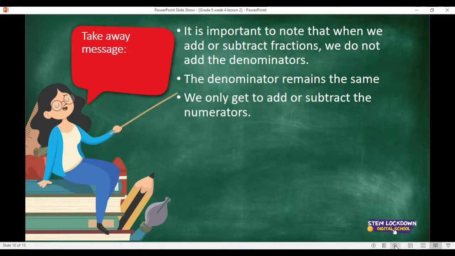So in summary, it is important to note that when we add or subtract fractions, we do not add the denominators. I'm sure you have seen that. I've shown you why and I've shown you how. So the denominator remains the same and we only get to add or subtract the numerators. So we are done. No more adding and subtracting fractions. We are done. No more looking for or finding equivalent fractions. The only 2 things that are left that I know you don't know and you have to be here for is converting from improper to mixed fraction, and from mixed fraction to improper. Very important. You should know that because in grade 6 you're going to be asked about that.